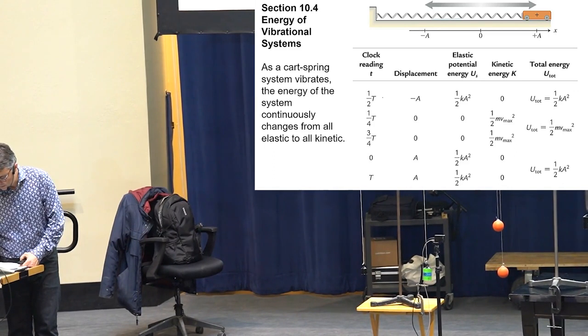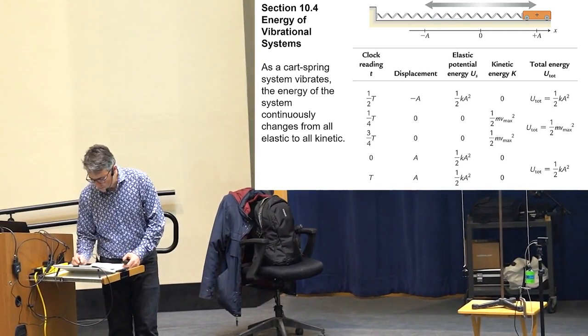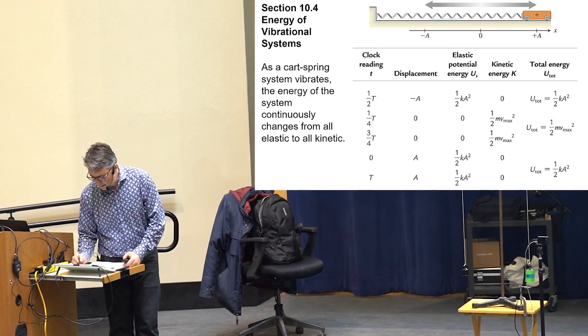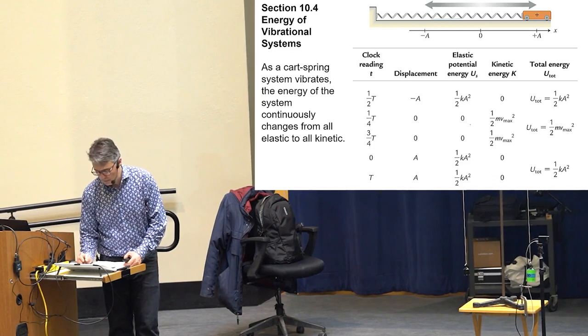Wait, the clock reading is kind of weird here. But its total energy is 0 plus the 1/2 Ka squared, and you just get 1/2 Ka squared. And then as it passes through zero displacement, that's when it's going its maximum speed. So its kinetic energy is 1/2 mv max squared, but its elastic potential energy briefly goes to 0.